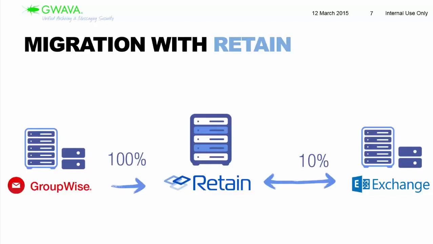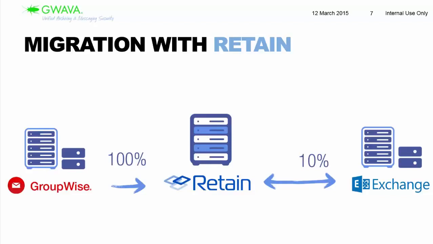So what Retain does is it helps you actually migrate from your current messaging system, whether that's GroupWise, Gmail, Exchange, or Office 365 to a new system. I know that this picture shows GroupWise to Exchange. However, it is for any kind of email system. You can use Retain for migrations. And the reason why you can do this is because Retain archives in a platform-agnostic format. So it doesn't matter what email system you're using, Retain supports it.